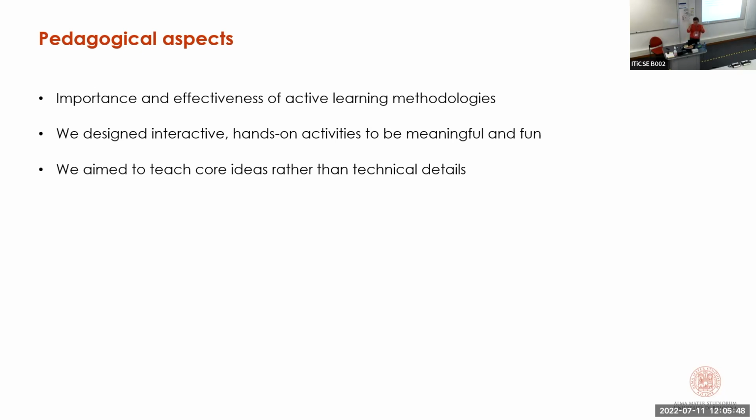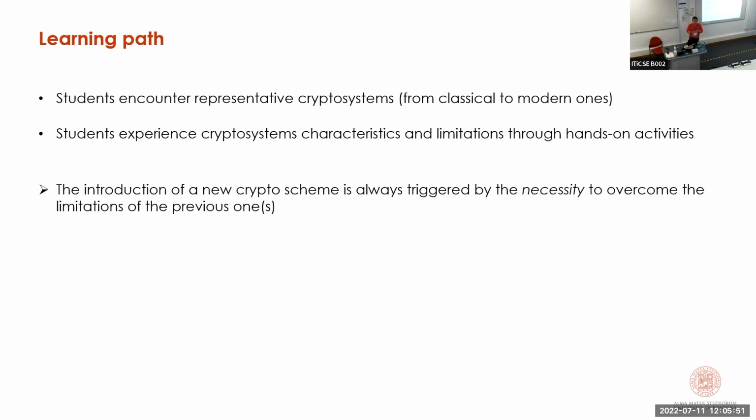This project is called Big Ideas of Cryptography. So we designed this learning path. Students encounter representative crypto systems. We choose carefully only some representative crypto systems, from classical to modern ones. I say this because I've seen a lot of cryptography courses where a lot of classical crypto systems are taught, and they are basically all the same, monoalphabetic and polyalphabetic, and that's it. So we instead choose only some representative ones because we want students to experience those crypto system characteristics and limitations through hands-on activities, and I will soon give examples.